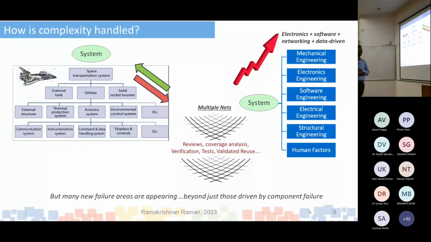So when you start designing these complex systems, you're going to have multiple safety nets, right? Reviews, coverage, verification, all of these happening at the system level. So for instance, I may have a system requirement that is allocated across multiple disciplines. Some may be worked on by the hardware team, some by the software team, the mechanical team, and so on. Then they all have to come together and still meet the system requirement. So at the system level, you still need to do your verification tests and all of that, right? Integration.